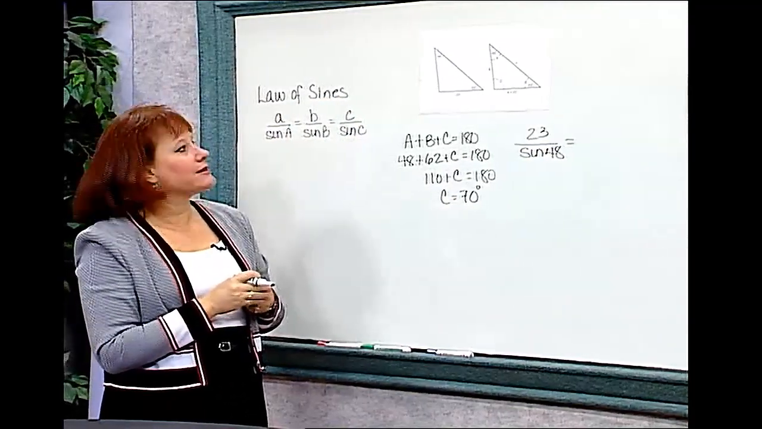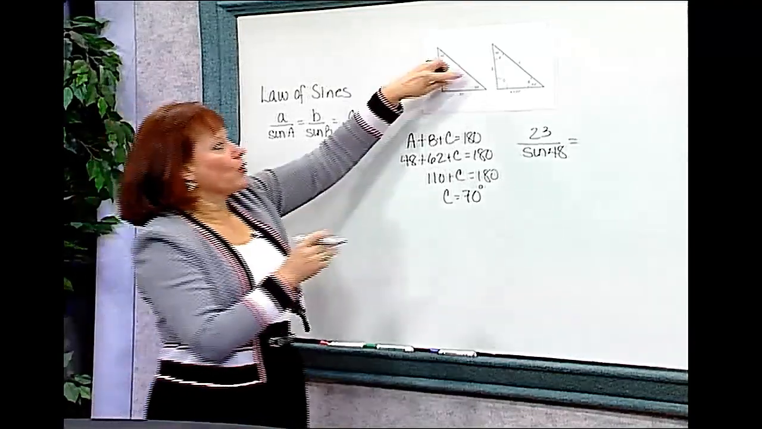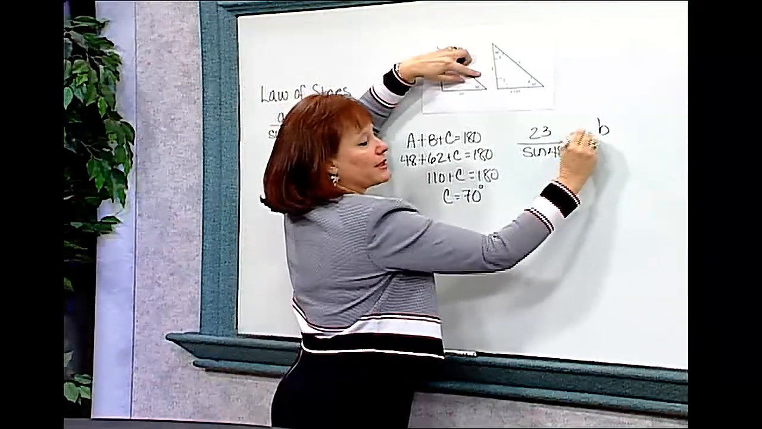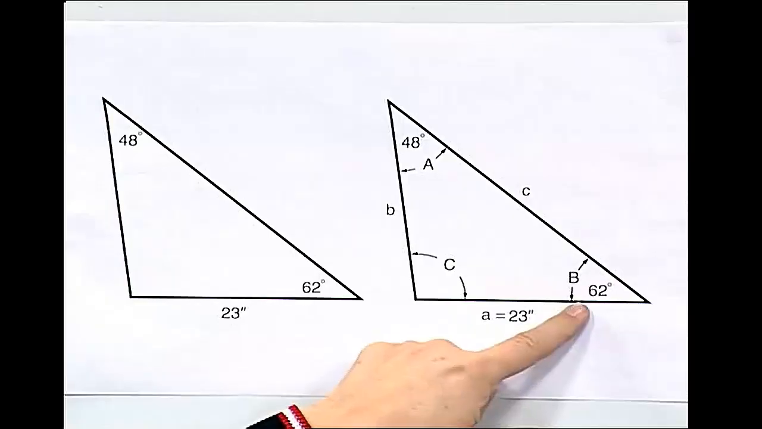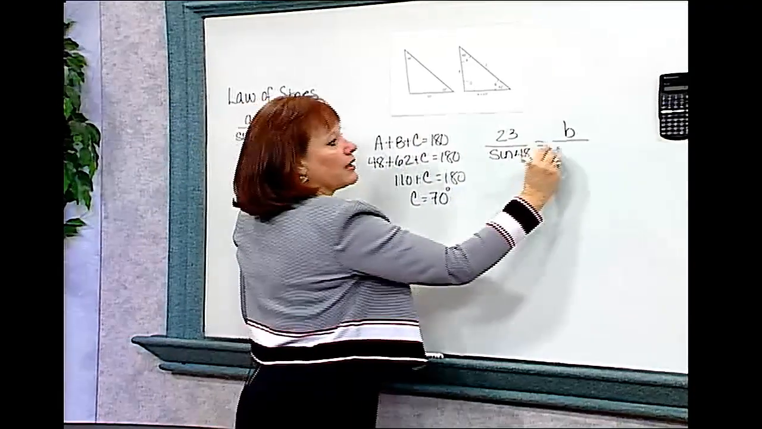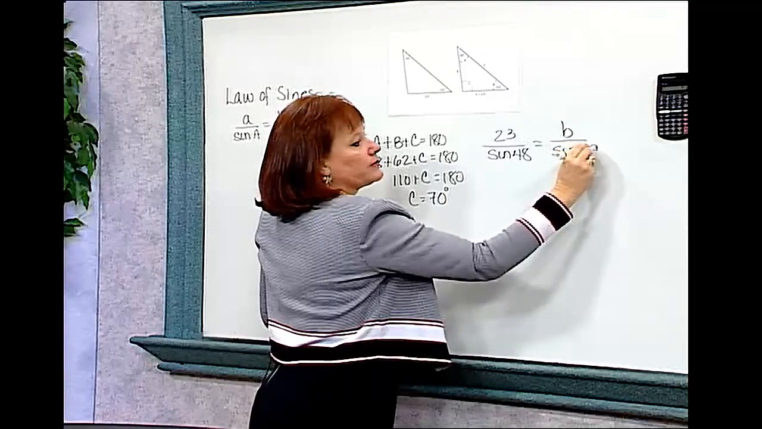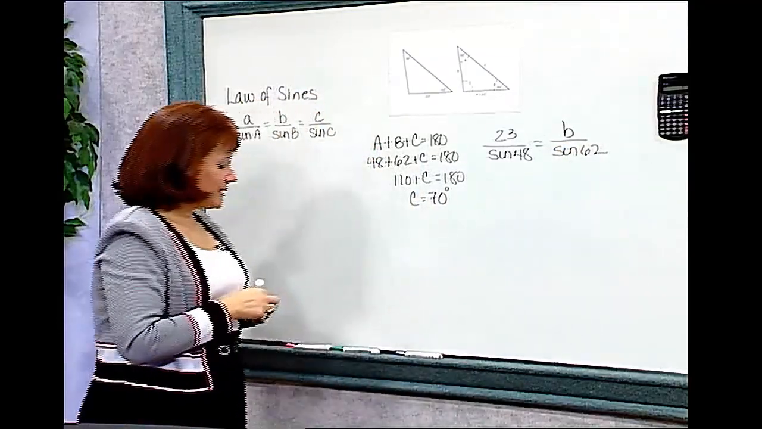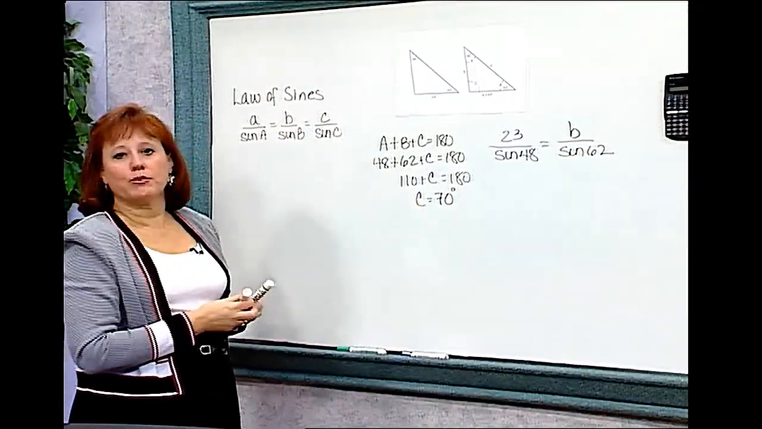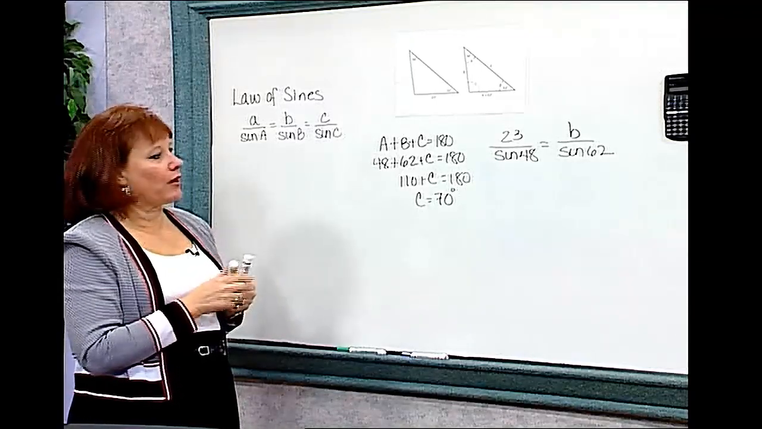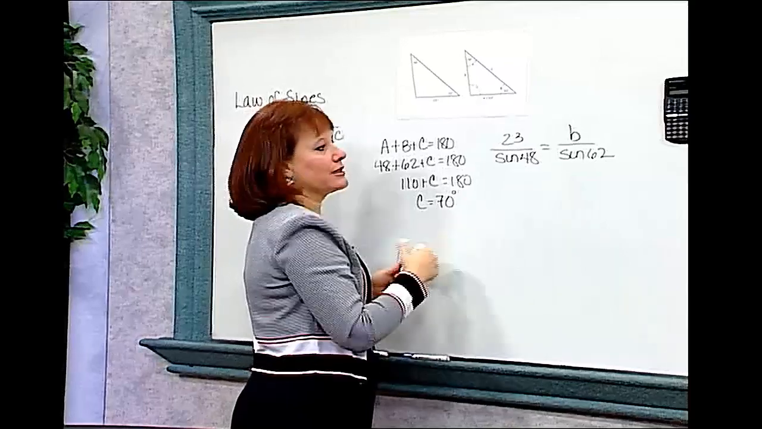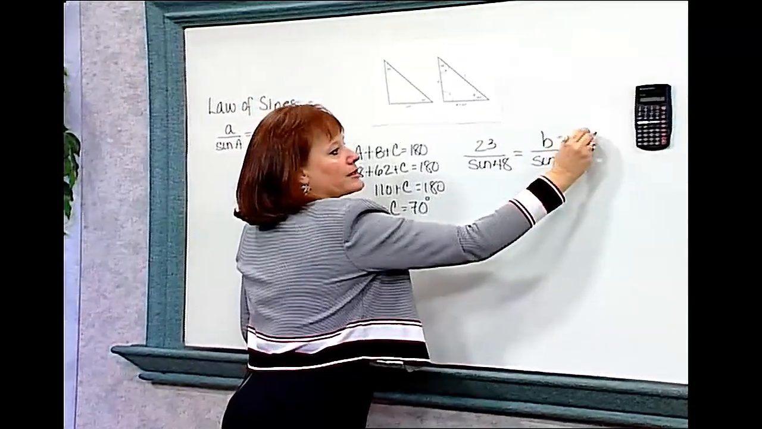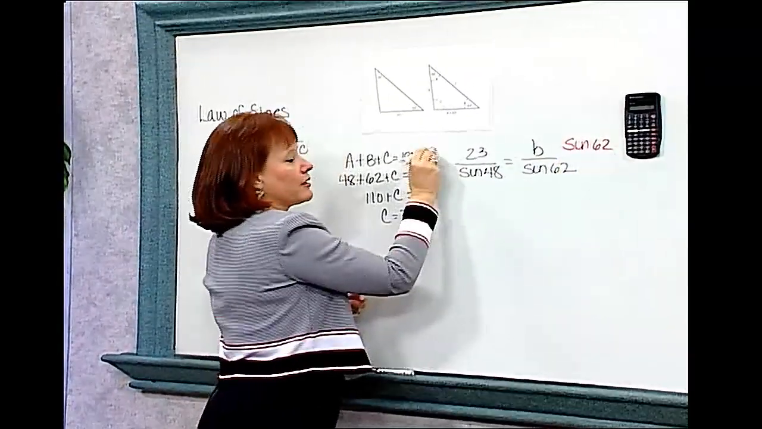If I'm trying to find side B first, I'm going to say B is the missing number. That's the thing I'm trying to find. But I know that I can put it over the sine of 62 and keep this as a true proportion. Now, if I'm solving this equation, I want to have B stand alone. I want that B to be all by itself. Since it's divided by sine 62, I'm going to multiply by the sine of 62 on both sides of the equation.